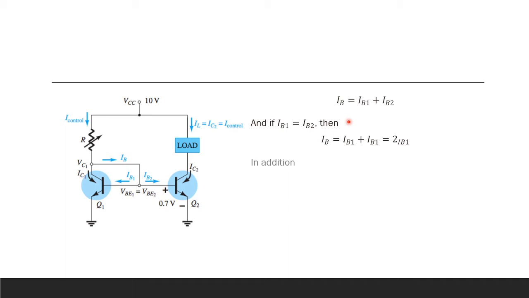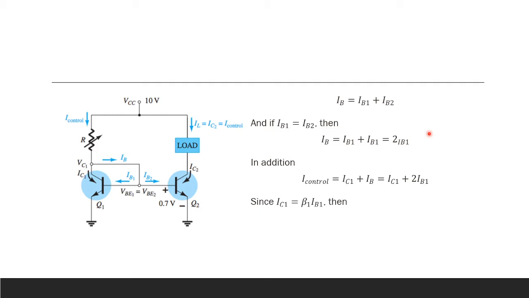In addition, from the circuit, our I-control is equal to IC1 plus IB. Right? Kirchhoff's current law again. Now, we know that IB is already equal to 2IB1, so we substitute it here. So we have I-control is equal to IC1 plus 2IB1.